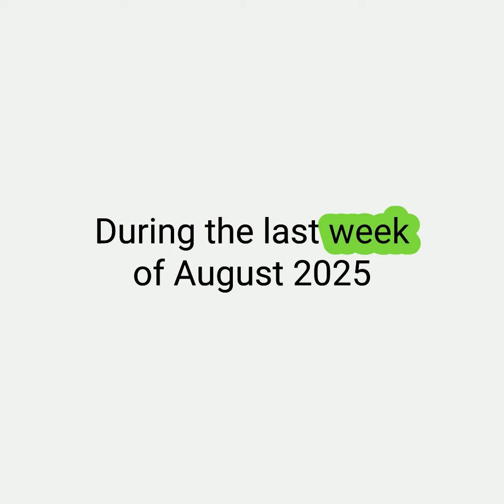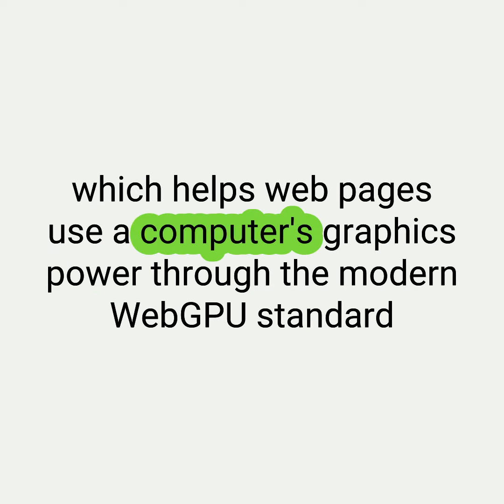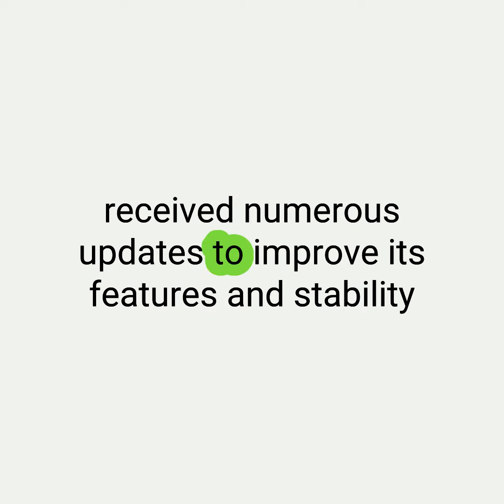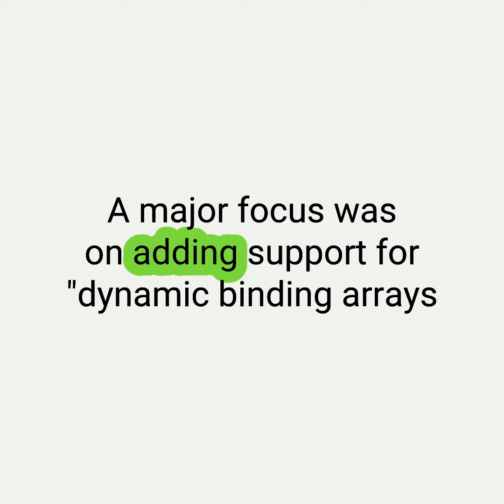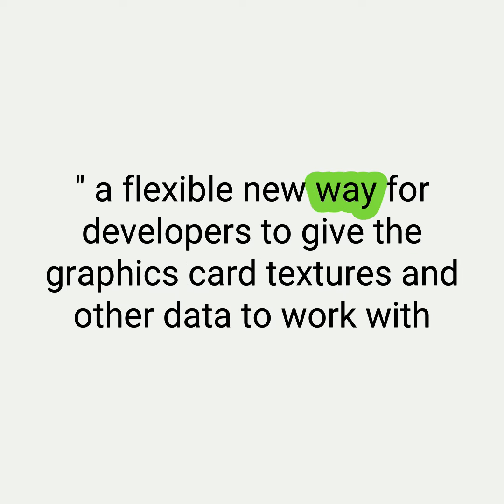During the last week of August 2025, the Dawn project, which helps web pages use a computer's graphics power through the modern WebGPU standard, received numerous updates to improve its features and stability. A major focus was on adding support for dynamic binding arrays, a flexible new way for developers to give the graphics card textures and other data to work with.